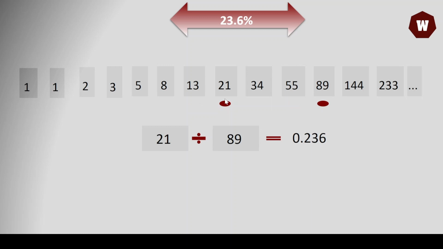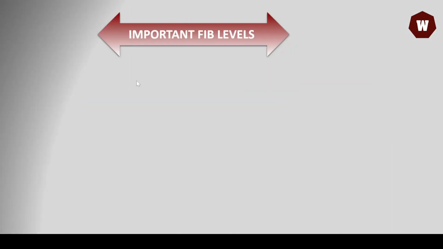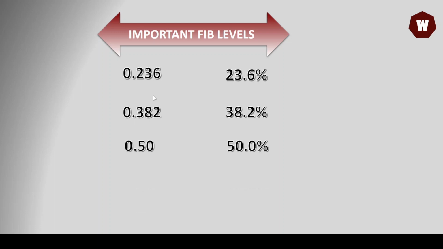Now let's look at another example. 21 divided by 89 gives you 0.236. And if you look at it, 34 divided by 144 gives us 0.236, and this is how it continues. Now the important Fibonacci levels in our trading are 23.6%, which we derived, 38.2%, 50%, 61.8%, and then 78.6%. There are other Fibonacci ratios, but these are the ones that we'll be using mainly for our trading.